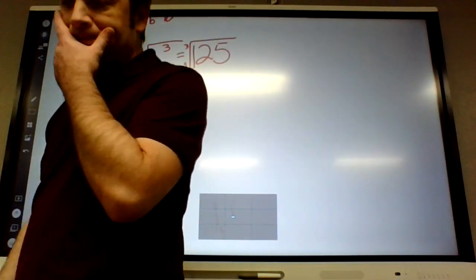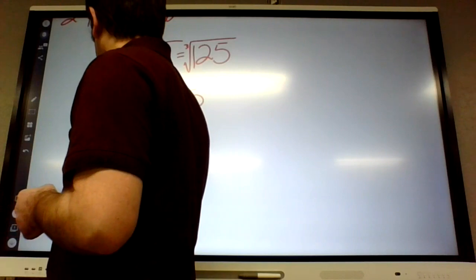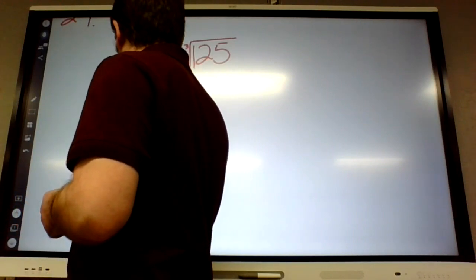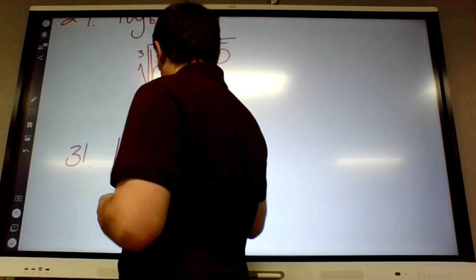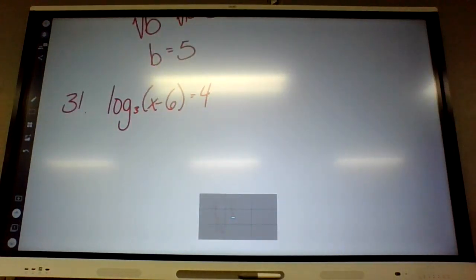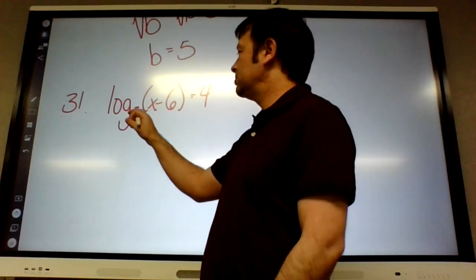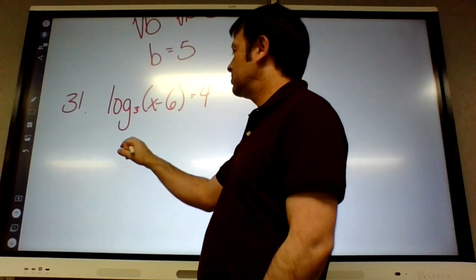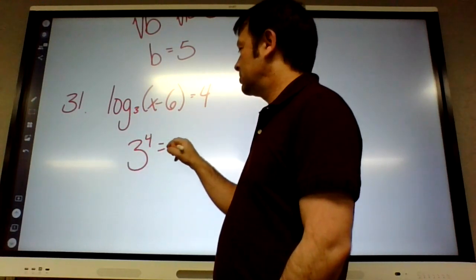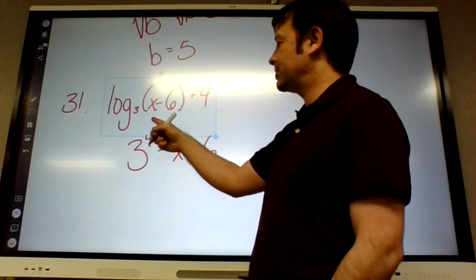31. All right. Log base 3 of x minus 6 equals 4. So how would that one set up? This one's more like yesterday's. Right. This just means 3 to the 4th equals x minus 6.